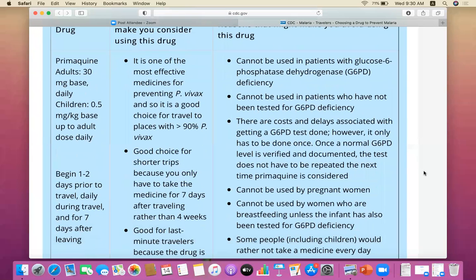There are costs and delays associated with getting a glucose 6 phosphate dehydrogenase test done. However, it only has to be done once. Once a normal glucose 6 phosphate dehydrogenase level is verified and documented, the test does not have to be repeated the next time primaquine is considered. Just one time.